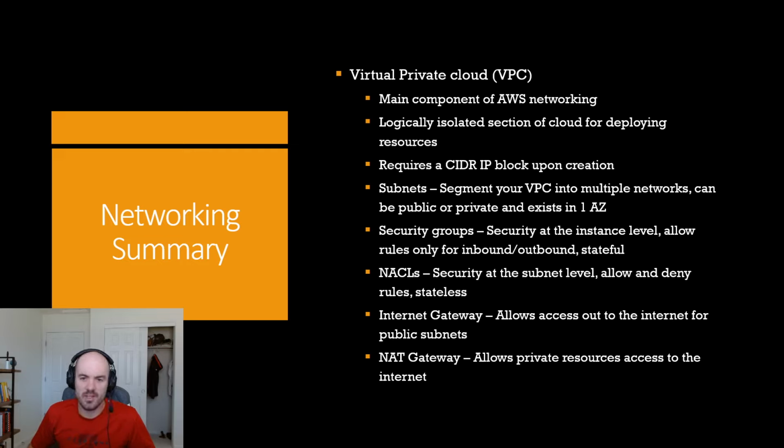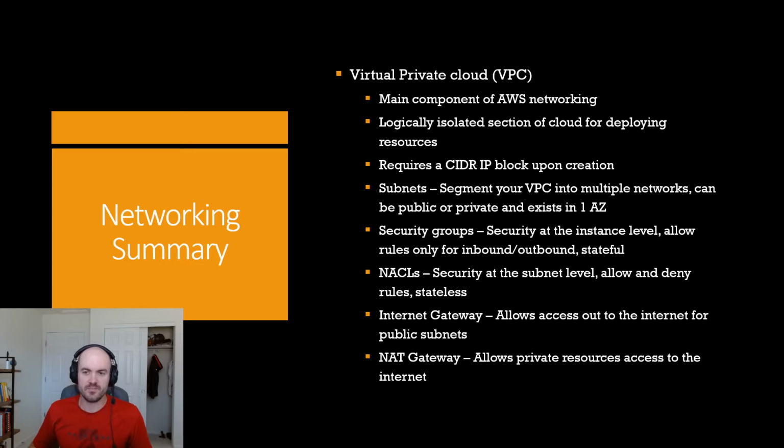It is made up of subnets which segment your VPC into multiple networks, and you can have public or private subnets, and each of them exists in one availability zone, but you can have subnets in multiple availability zones. So a subnet could contain an EC2 instance, maybe as a public one, and then maybe a private one would contain a database instance, something along those lines.